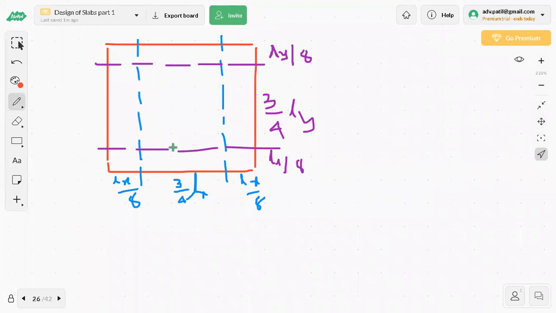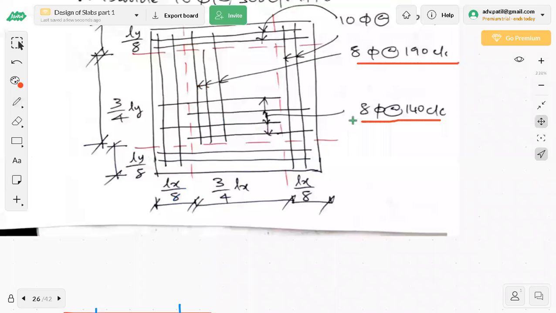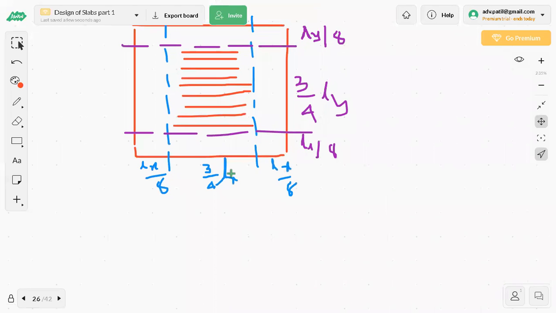How it is done, because a separate class is actually required for this. So these are the bars which are 8 mm at 140 center to center. We need to extend them, I'll tell you later on. Some bars will be extended here, but theoretically, in the middle strip only, those reinforcements are concentrated. So 8 mm at 140 center to center is this bar.